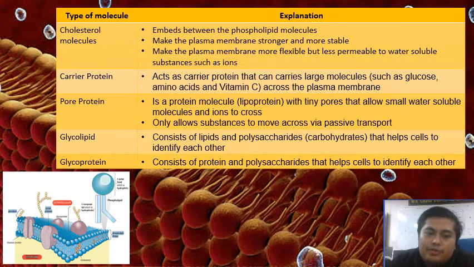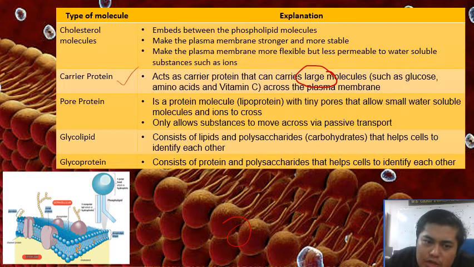So component involved. So cholesterol molecules, it is embedded between the phospholipid molecules, make the plasma membrane stronger and more stable, make the plasma membrane more flexible but less permeable to water soluble substances such as ion. Itu adalah fungsi untuk kolesterol. So as for carrier protein, it acts as a carrier protein that can carry large molecules such as glucose and amino acid across the plasma membrane. So since large molecule ni dia tak boleh nak terus masuk je. Since ruang dia kecil, so dia tak boleh nak terus masuk. Dia perlukan bantuan carrier protein.